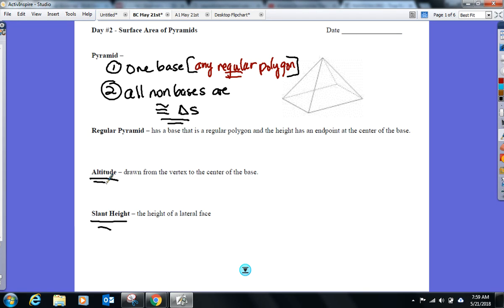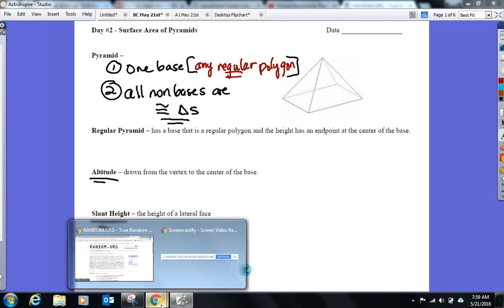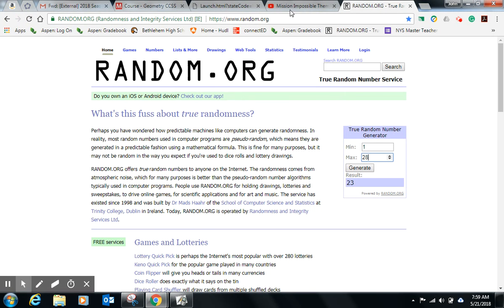Anybody familiar with Mission Impossible? Okay, well, that's how I'm going to describe these 2 heights right now. All right? So enjoy the show.